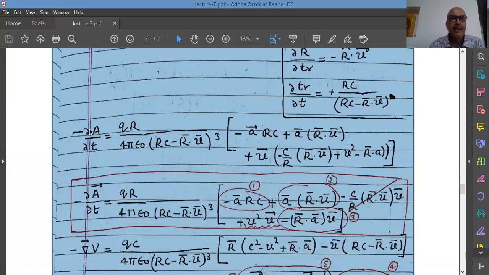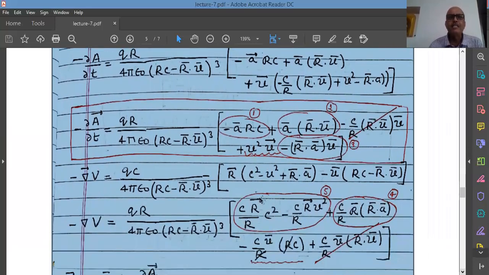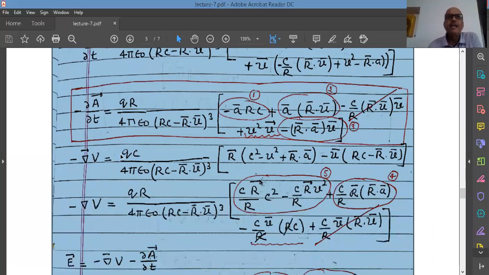So minus del A over del t is now qR upon 4 pi epsilon 0 (Rc minus R dot v) whole cube, and minus aRc plus aR dot v plus v minus c upon R dot v plus v square minus R dot a. I have named these numbers again 1, 2, 3. Now I have written, basically copied, gradient of B also here. Gradient of B that we calculated was qc upon 4 pi epsilon 0 (Rc minus R dot v) cube. So we have R here and here we have c.